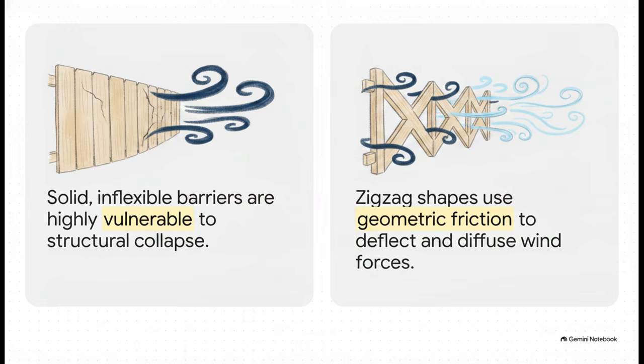A straight fence acts as a solid, inflexible barrier. When extreme winds hit it, the blunt force has literally nowhere to go, making it highly vulnerable to structural collapse. However, a zigzag windbreak utilizes geometric friction. By folding the structure, it drastically increases its structural resistance. It doesn't just stubbornly stand there taking the hit, it actively deflects and diffuses wind forces across a wider area, massively reducing the mechanical stress on any single point.